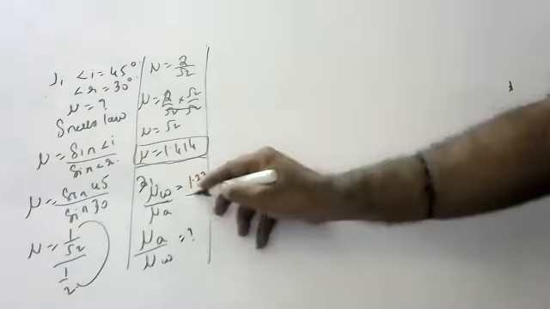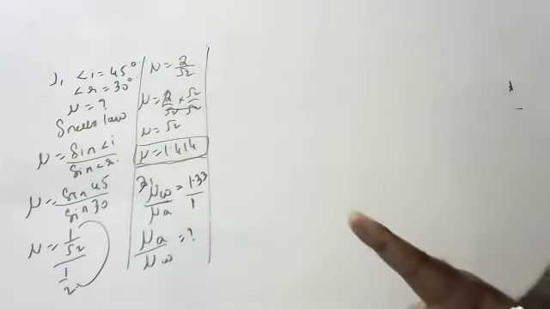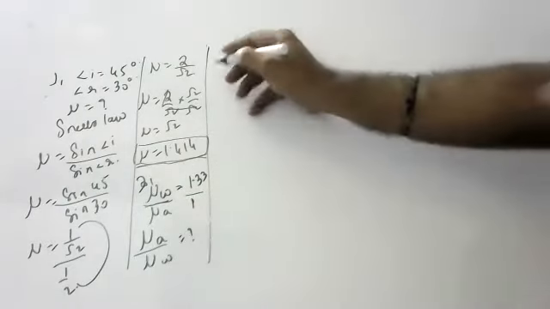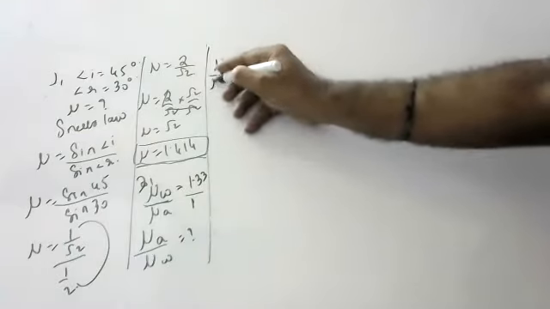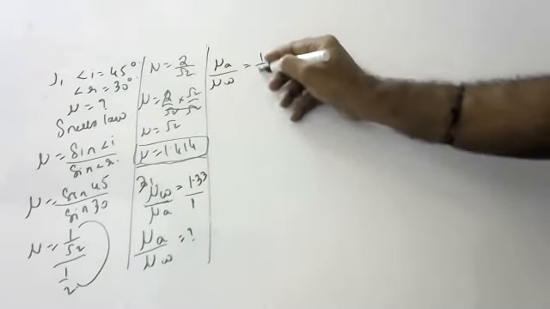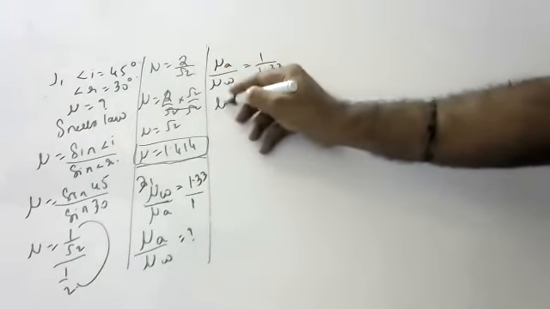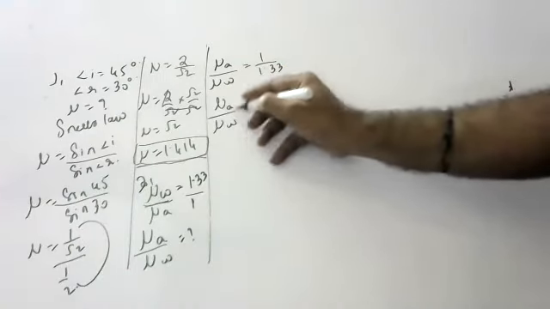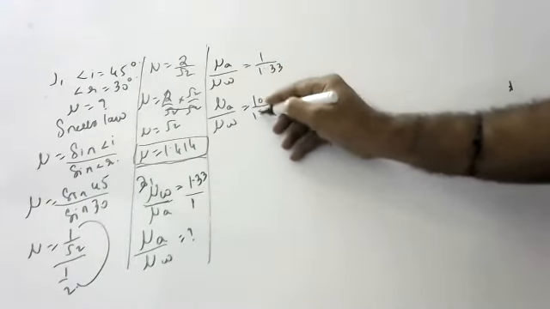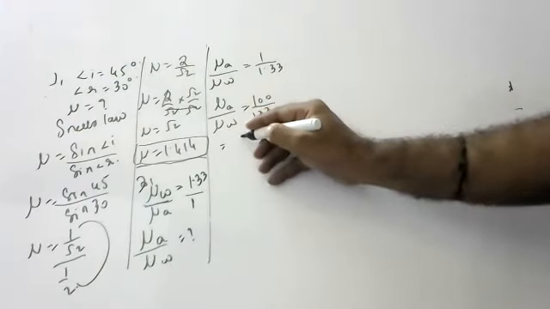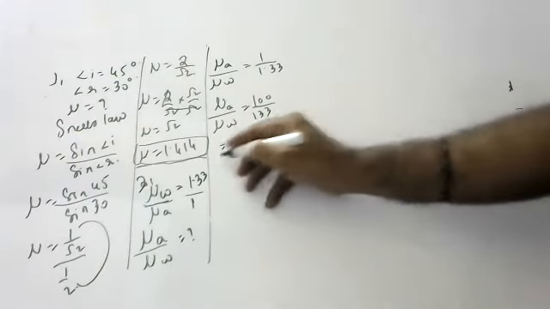Okay, children. So refractive index of air is how much, children? 1. So he is asking the reverse. Refractive index of air by refractive index of water means 1 by 1.33. So 100 by 133. You will get approximately 0.75.